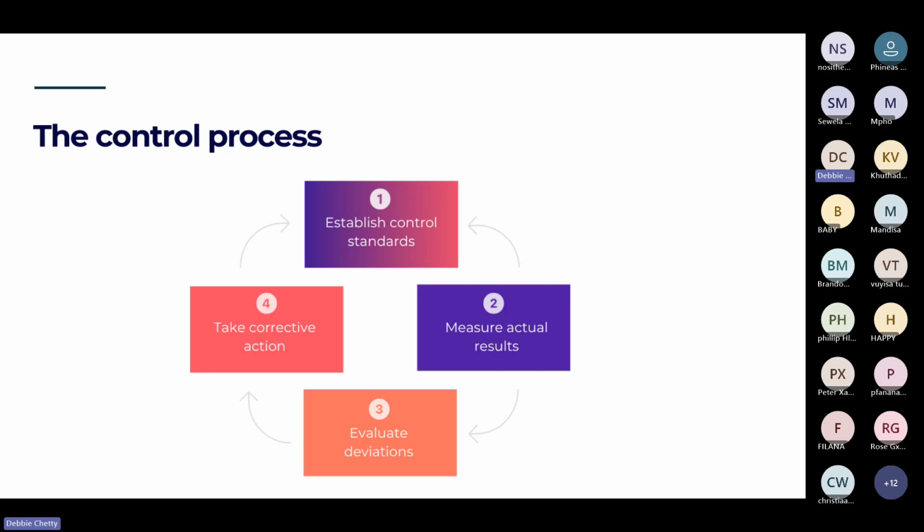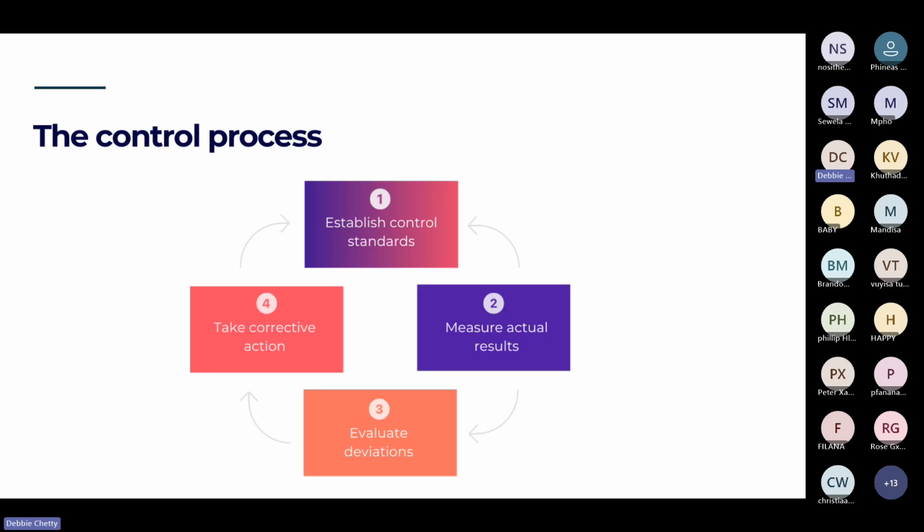Then you have step 3. The third step involves comparing measured performance against established standards, so that is evaluation of deviations. Actual performance may be higher than, lower than, or identical to the standard. If actual performance is higher than the standard, it may mean that the standard was determined too low and should be higher in the future.